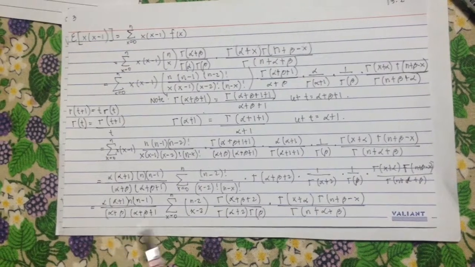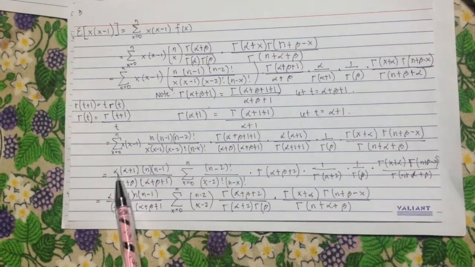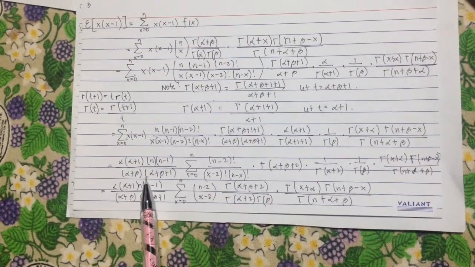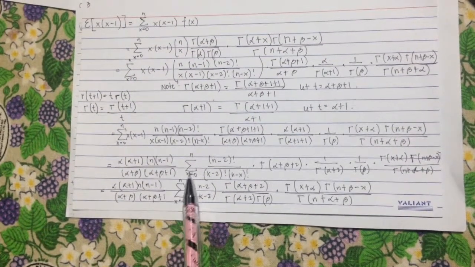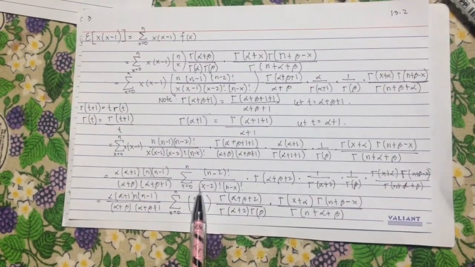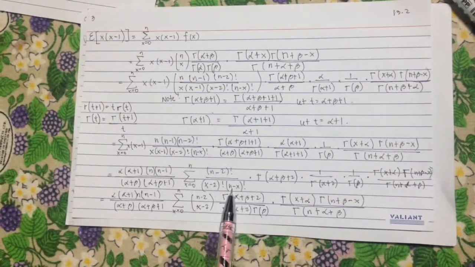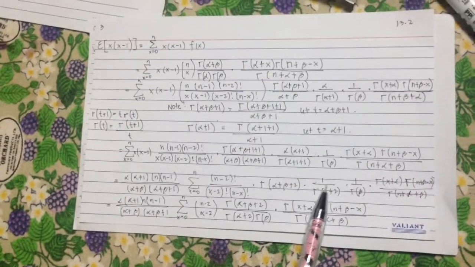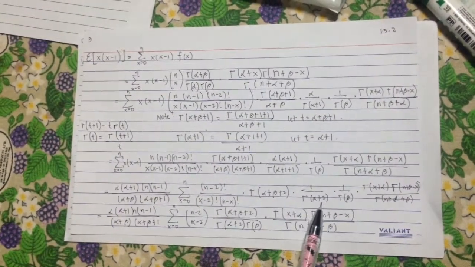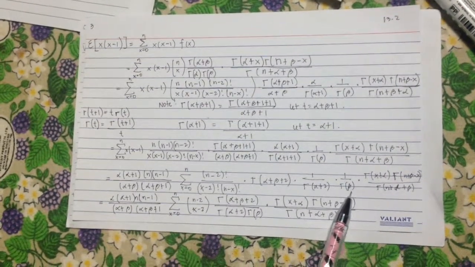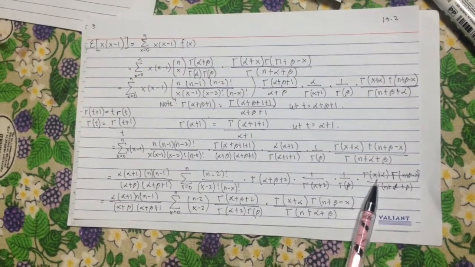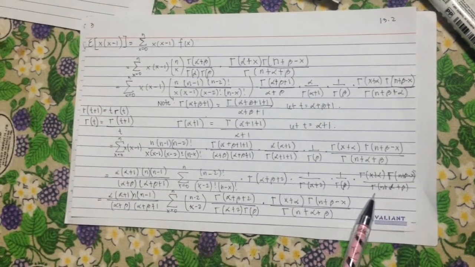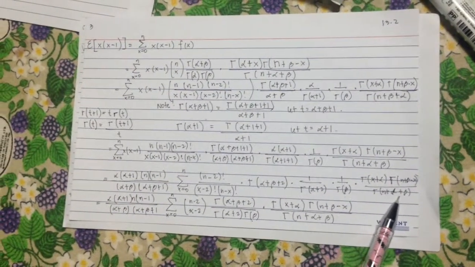And so now, for the second moment, we pull out the constant, which is alpha times alpha plus 1 times n minus 1 over alpha plus beta times alpha plus beta plus 1, times the summation of n minus 2 factorial over x minus 2 factorial times n minus x factorial times the gamma of alpha plus beta plus 2 times 1 over gamma of alpha plus 2 times 1 over gamma of beta times the gamma of x plus alpha times the gamma of n plus beta minus x over the gamma of n plus alpha plus beta.